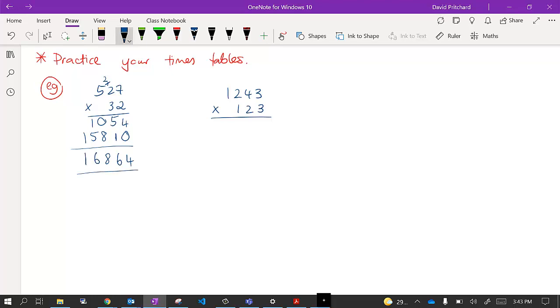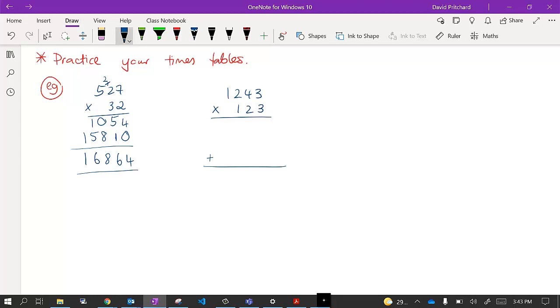So that means our answer is 16,864. All right. Now the next one, a little bit scarier. We're multiplying by 123. So that means we should have 1, 2, 3 lines that we're going to add together. All right, so let's start in the ones column.